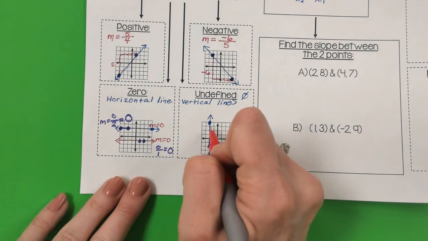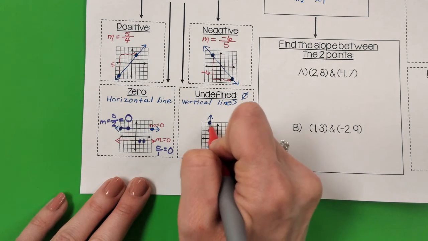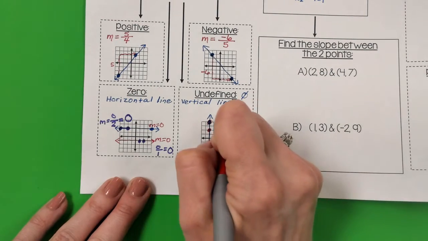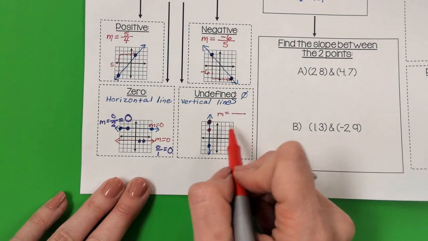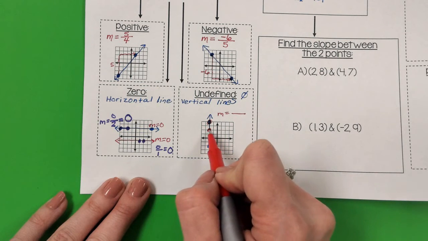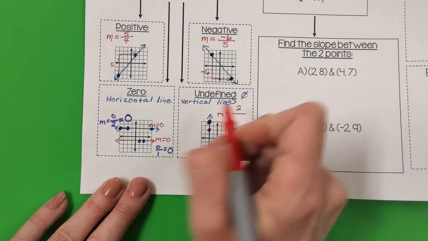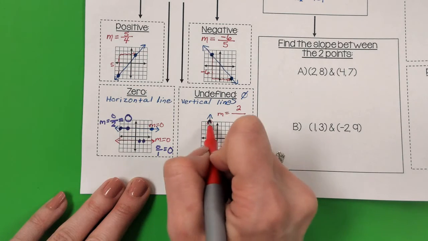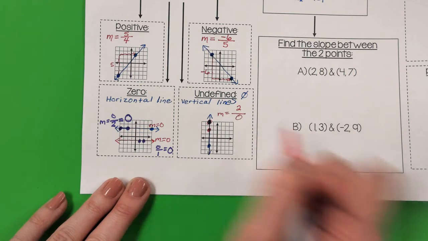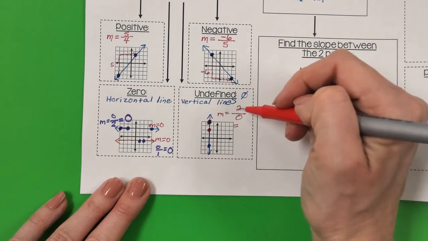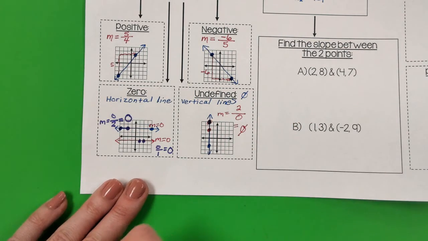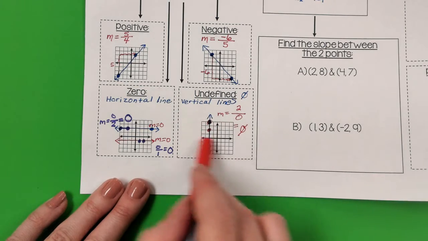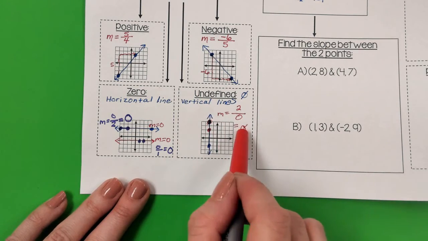And here's the reason why. Let's pick these 2 points here. It's always a fraction. We rise from here to here, 2, but I do not have to run anywhere to get to this point, and we should know that any number divided by 0 is undefined. So I can't even figure out the slope of that line because mathematically it doesn't work.